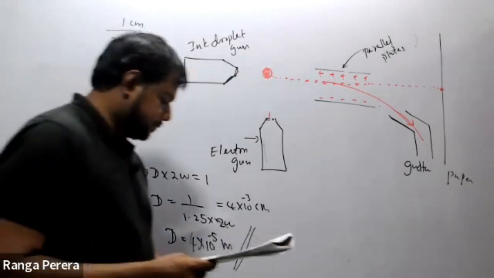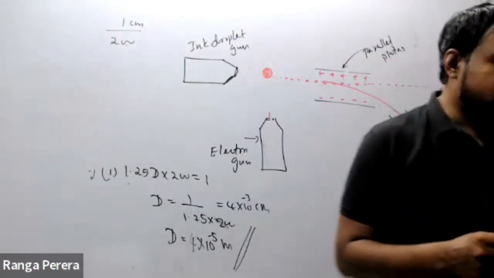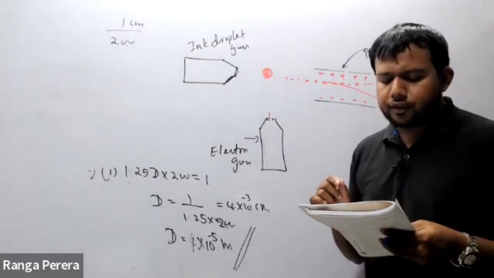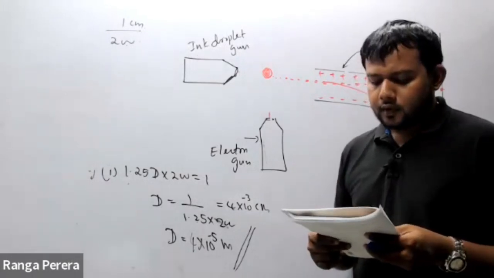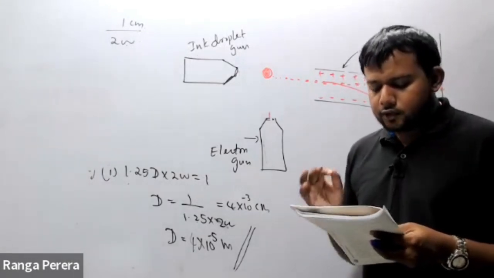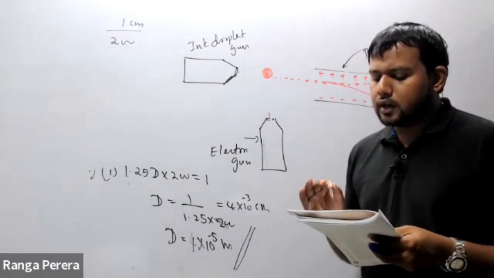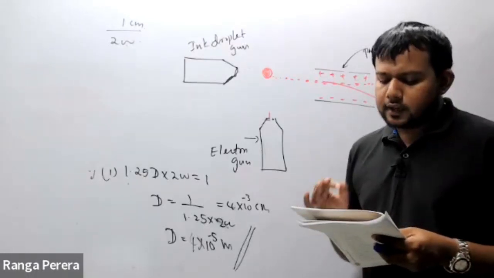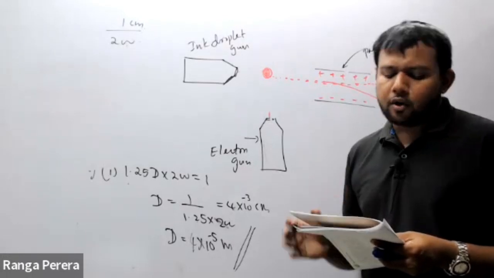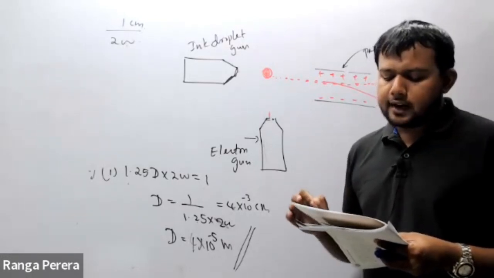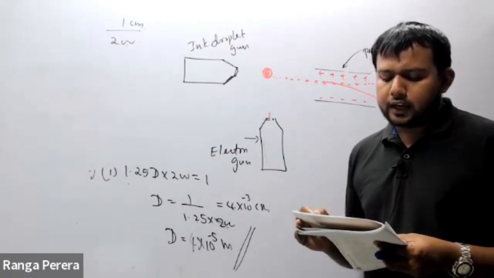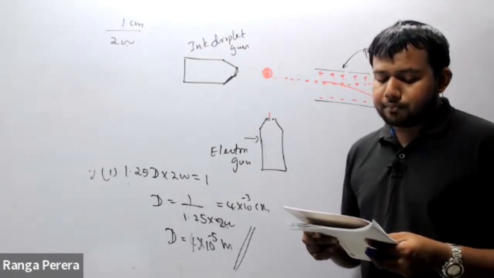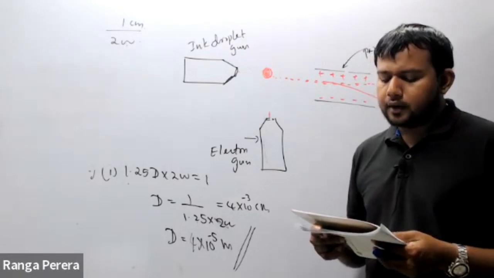Right. Part 2. The ink droplet gun shoots a droplet horizontally towards the paper with a velocity of 20 meters per second. Calculate the vertical displacement of a droplet due to gravity when it hits the paper, which is placed vertically 4 millimeter away from the ink droplet gun. Show that this deflection is much smaller than the diameter of a dot printed on the paper.